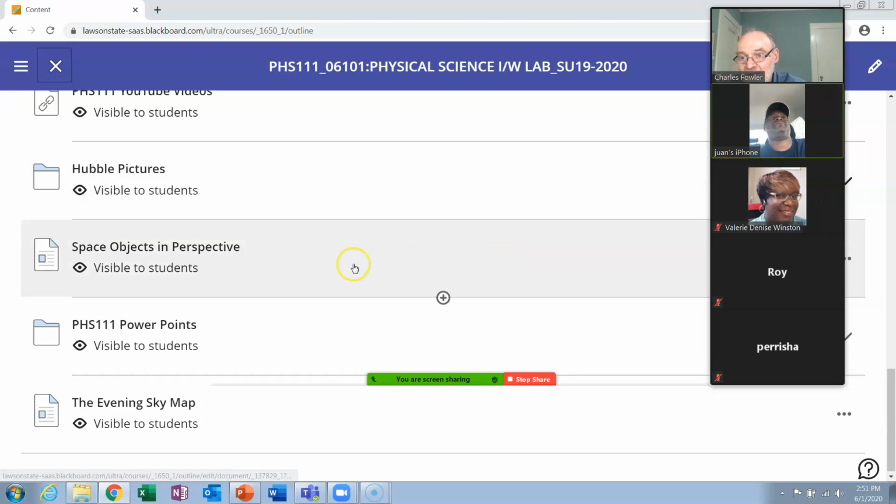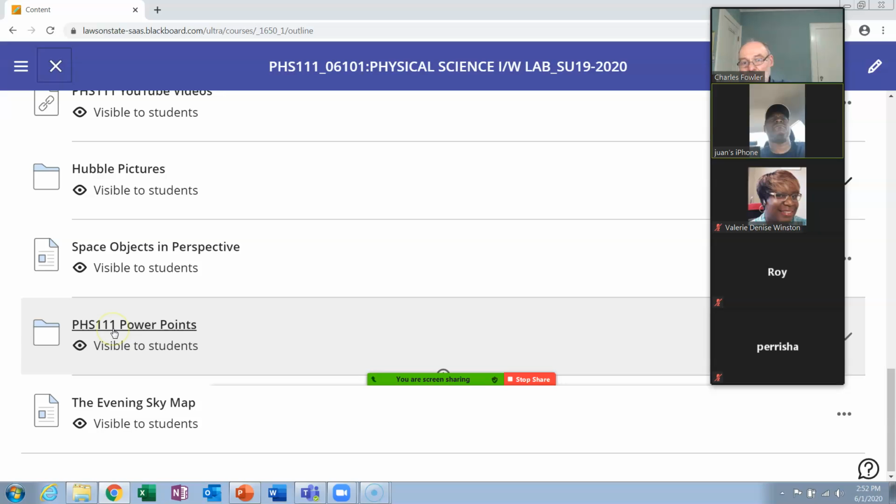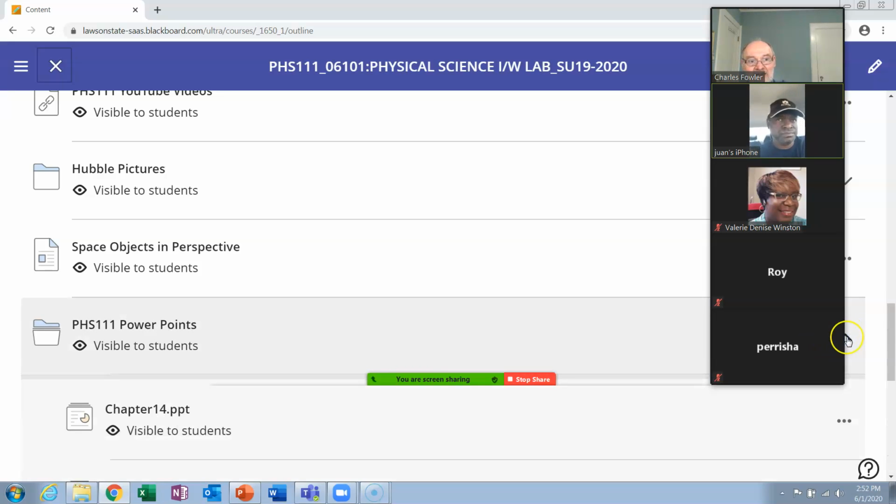Here's another document, Space Objects in Perspective. I found that a really interesting little document to look at. You can look at that. Here are our PowerPoints. Every PowerPoint will possibly do this term. And that, again, is in a folder. So you can open the folder, and there's Chapter 14 PowerPoint, 15, 16, 17, all those.